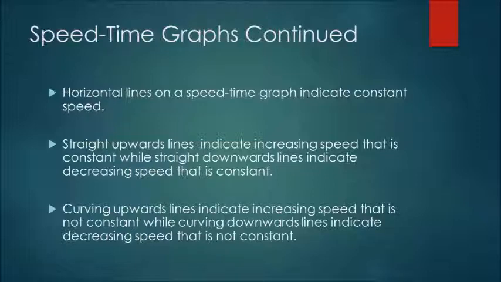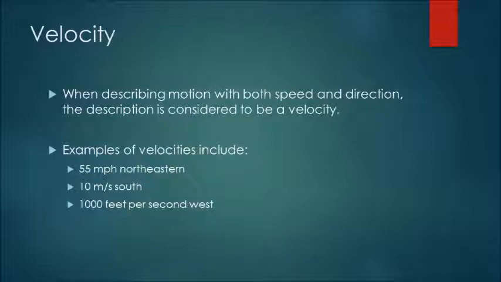Now, curving upward lines indicate increasing speed that is non-constant, and curving downward lines indicate decreasing speed that is not constant. So if it's curving, it's not constant. If it's straight, then it is constant. At this part of your notes, there is a graph with the different parts labeled. Make sure you take a moment to look over this, analyze it, and make sure that you understand what the different parts look like.